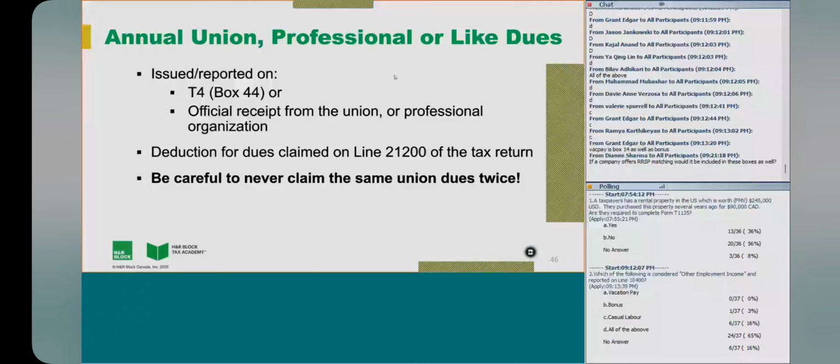In this case, the taxpayer needs to have official receipts from the union in order to claim the deduction. We need to be very careful not to claim the same dollar twice. So if there is a separate receipt from the union, you need to check with the taxpayer and say, hey, is this the same as box 44 on your T4? What's the story here? We just need to check into this.